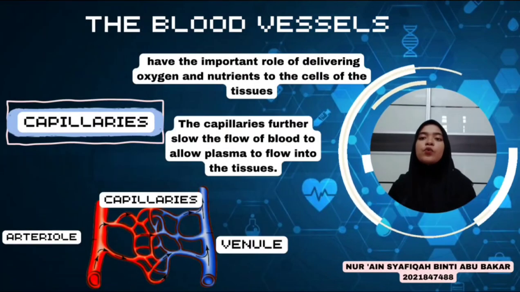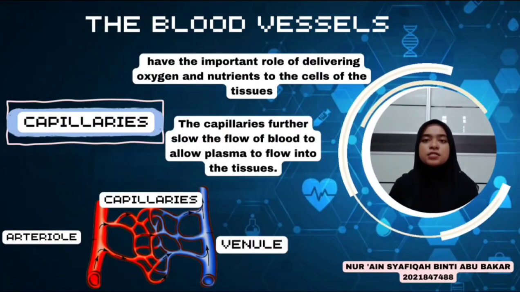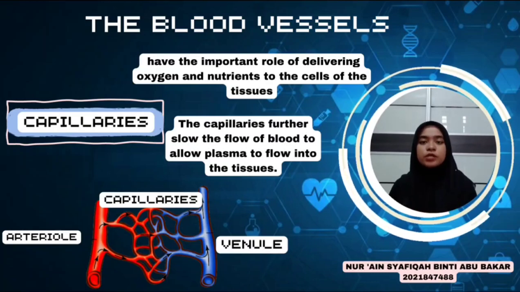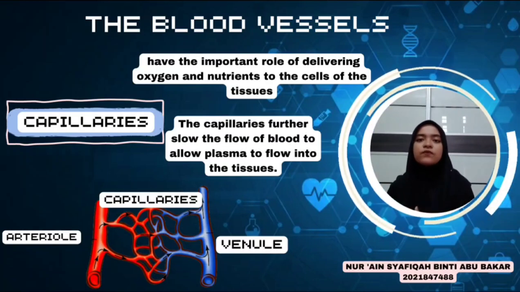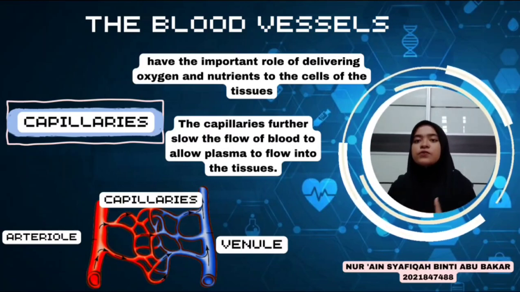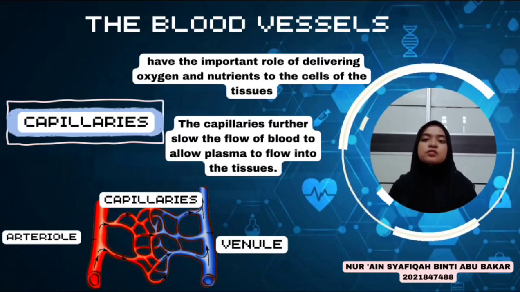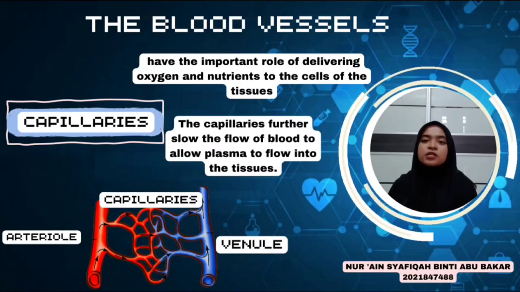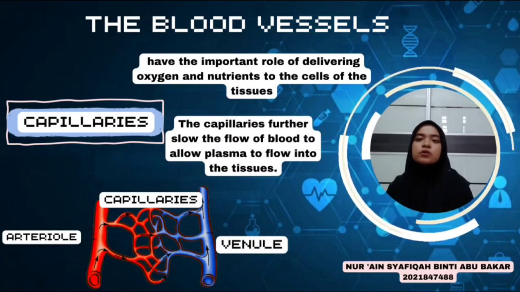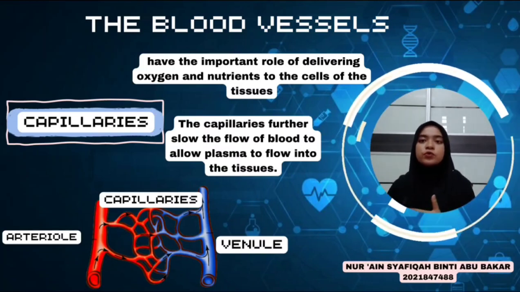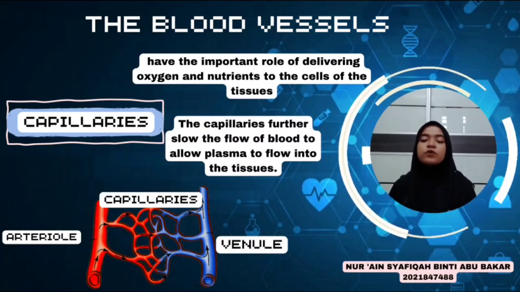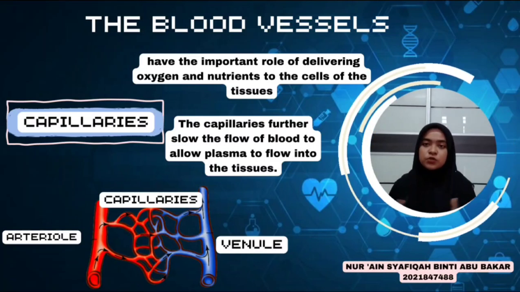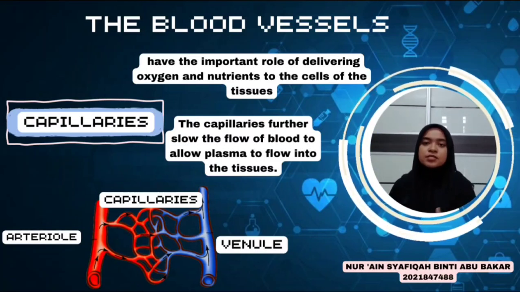Capillaries, which are only one epithelial cell in thickness, are the smallest blood vessels in the body. The capillaries form networks of expanded vascular beds that have the important role of delivering oxygen and nutrients to the cells of the tissues. The capillaries further slow the flow of blood to allow plasma to flow into the tissues. It is here that the exchange of oxygen, nutrients, and waste materials occurs within the surrounding cells.